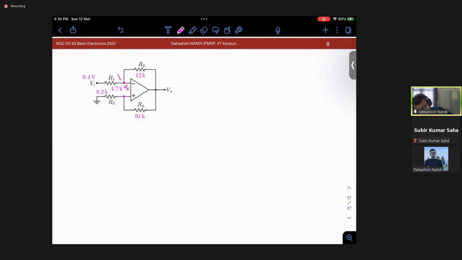Applying KCL at this node, Vi is 0.4, so (0.4 minus Vx) by 4.7 is equal to (Vx minus V out) by 12. This is one equation which I have: 3 minus 12 Vx is equal to 4.7 Vx minus 4.7 V naught. So I have 16.7 Vx is equal to 3 plus 4.7 V naught. That means my Vx will be 3 over 16.7, that is 0.18, plus 0.28 V naught.